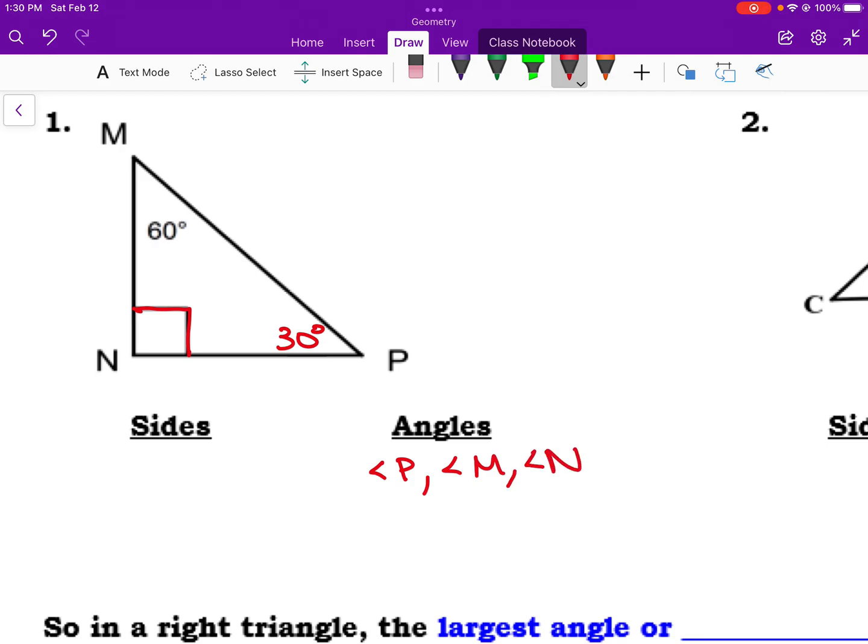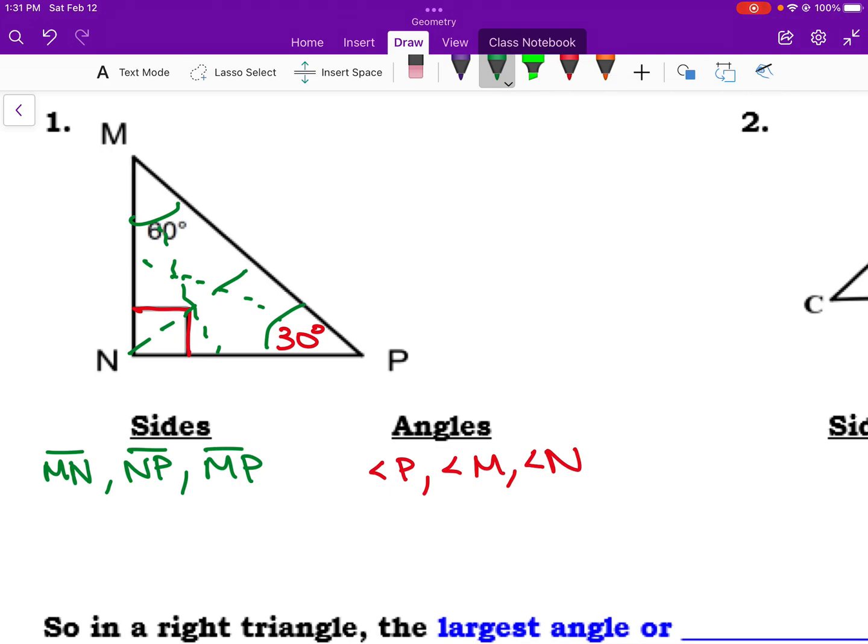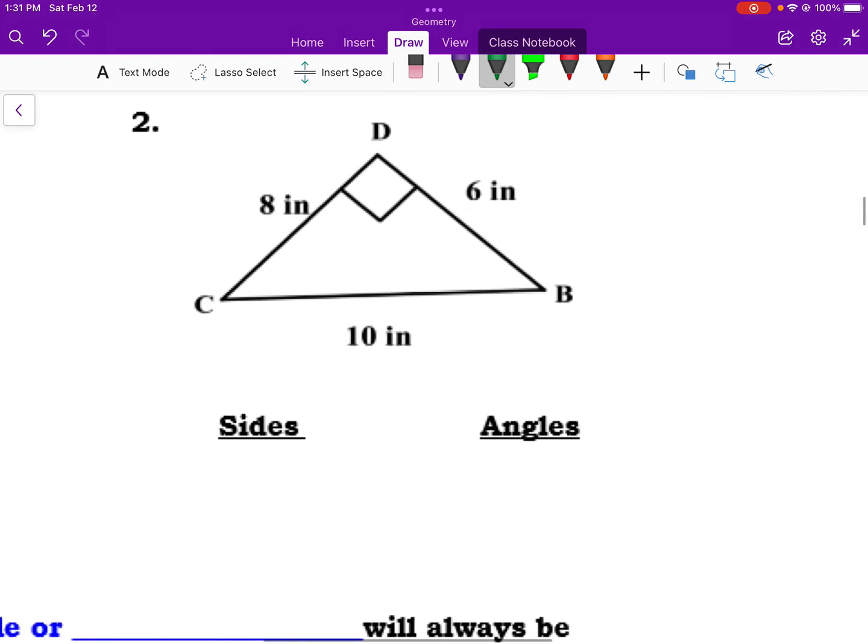Remember that the sides that are across from these would be corresponding in the sense that they are also going to be the shortest to longest, that kind of same escalation there. So P is across from side MN. So that's my first one there. 60 degrees, angle M is across from side NP. And then 90 degrees is across from MP. There we have it.